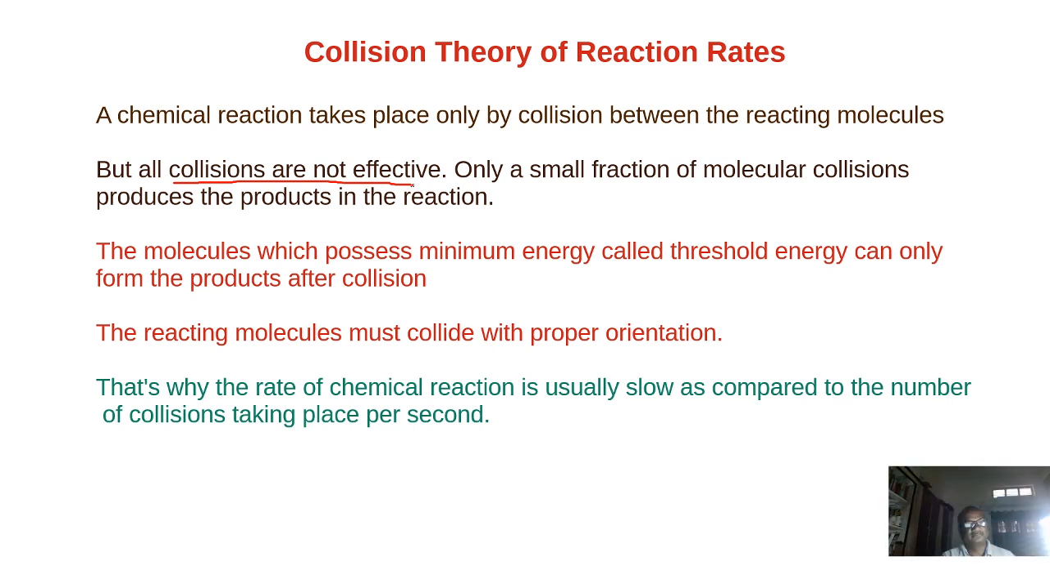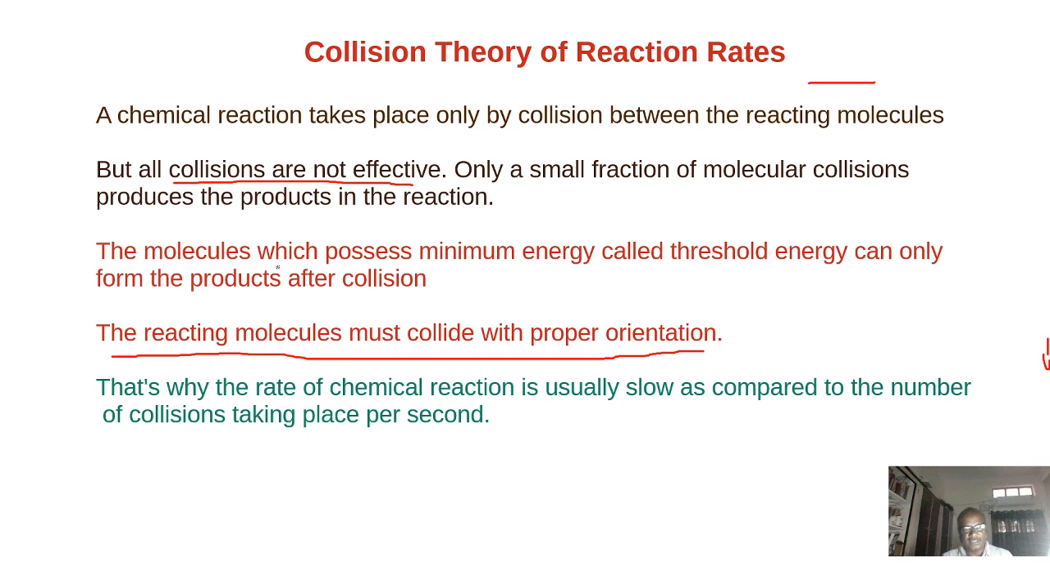The reactant molecules must collide with proper orientation. Second point is... So two points are playing an important role here. The molecule which possesses minimum energy, which is called what? Threshold energy. Only molecules with threshold energy can form the products in the collision. And the reactant molecules must collide with proper orientation. These two points are important.